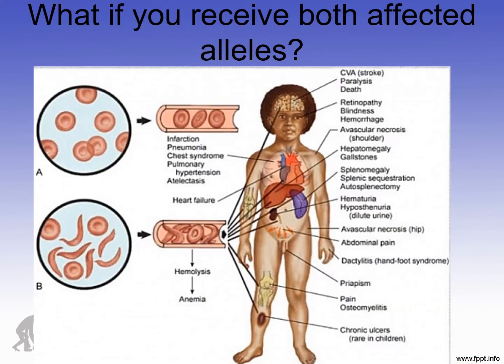But if you receive both affected alleles, you end up being born with full-blown sickle cell anemia, which comes with a whole host of different symptoms and conditions that can develop, everything from painful osteomyelitis to chronic ulcers. You could have incidences of stroke or cardiovascular events. You could have avascular necrosis. Like I said, there's just a whole host of different problems that an individual born with full-blown sickle cell anemia has.